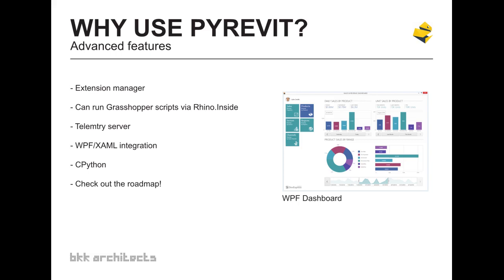It also has WPF and XAML integration, so you can use Python code with pyRevit and then have a front-end user interface. I'm just highlighting it there with a WPF dashboard. And it will also implement, I think, CPython, which I believe is a different implementation of the Python language, because pyRevit is based on IronPython rather than the typical Python. And then finally, just check out the roadmap, because Ehsan updates it regularly.